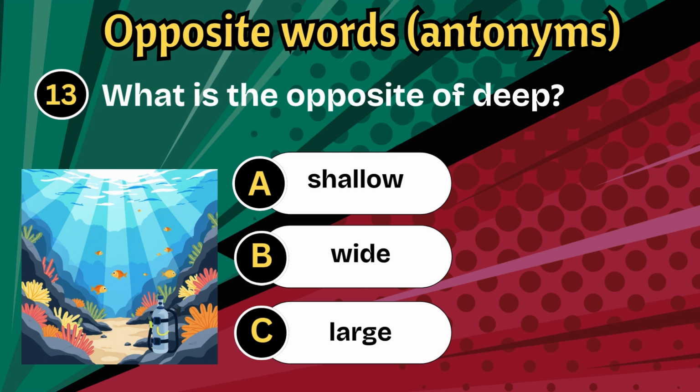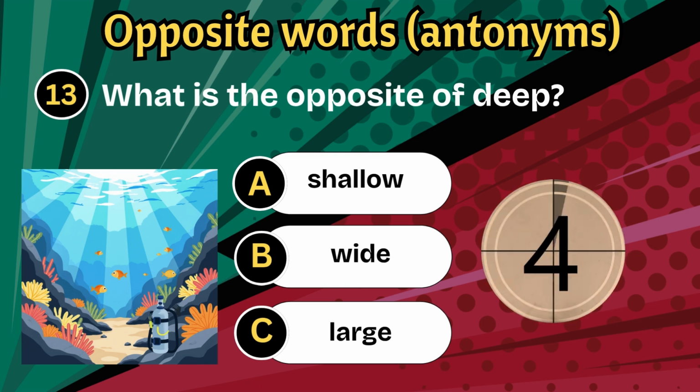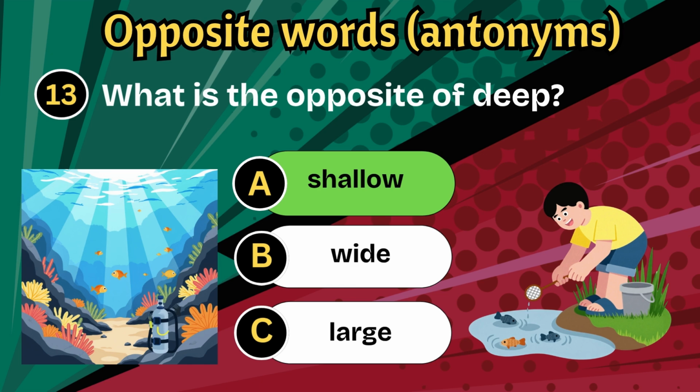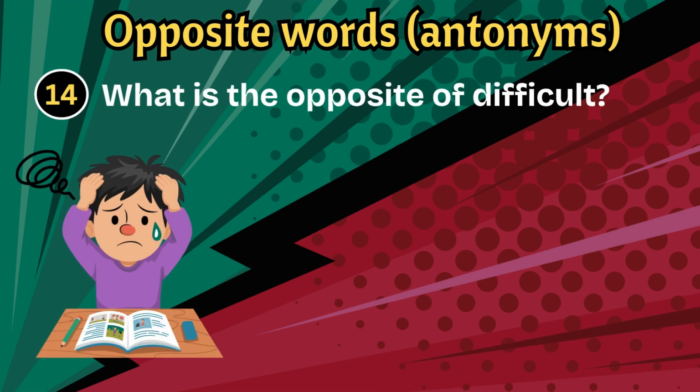Deep means going far down. The correct answer is shallow. Shallow means something is not deep. What is the opposite of difficult?